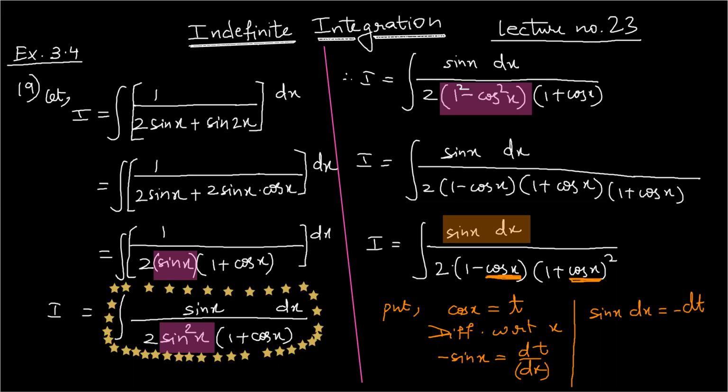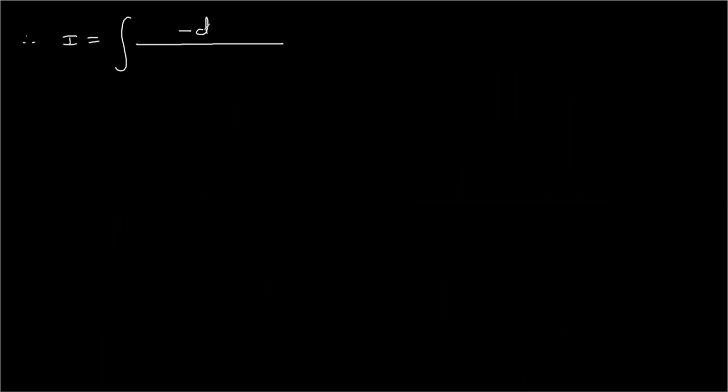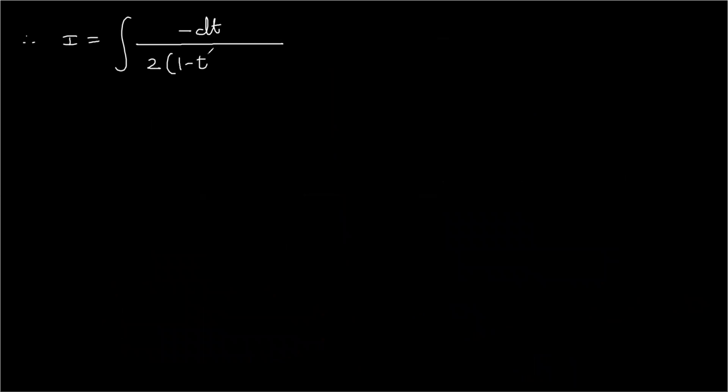So the new integral I will get, therefore I equals, sin x dx in the numerator, that I will write as minus dt, and in the denominator it is 2 multiplied with 1 minus t and 1 plus t the whole square. So the next step, I can write 1 upon 2 out.